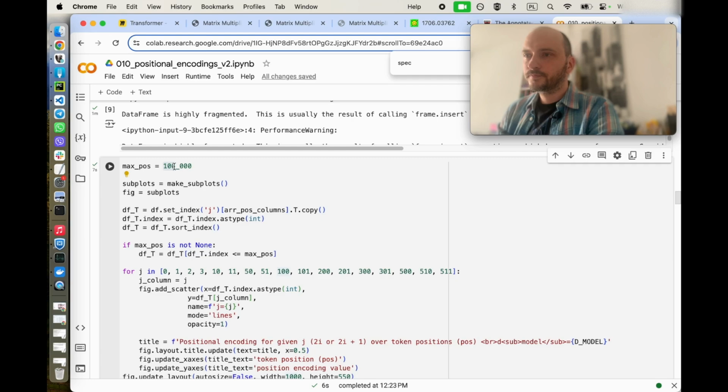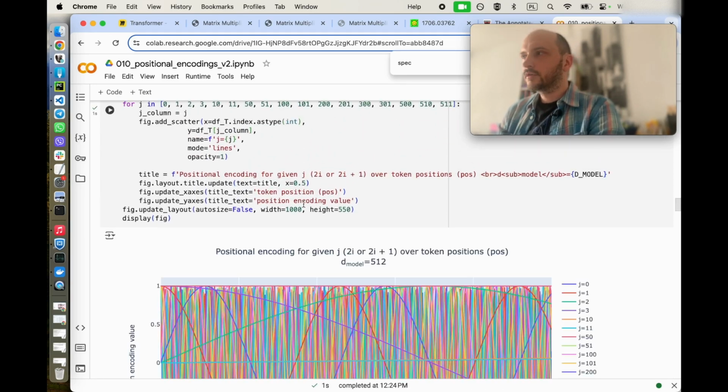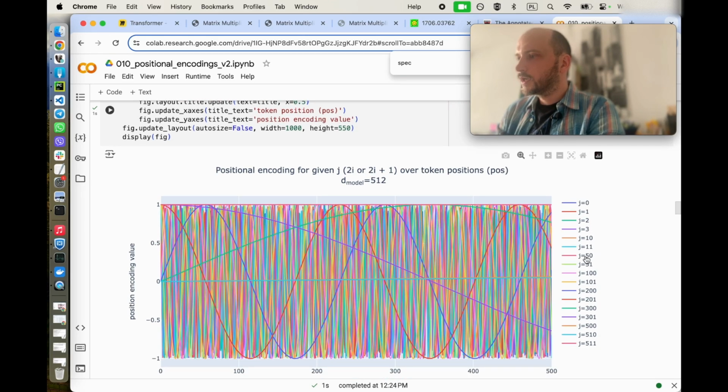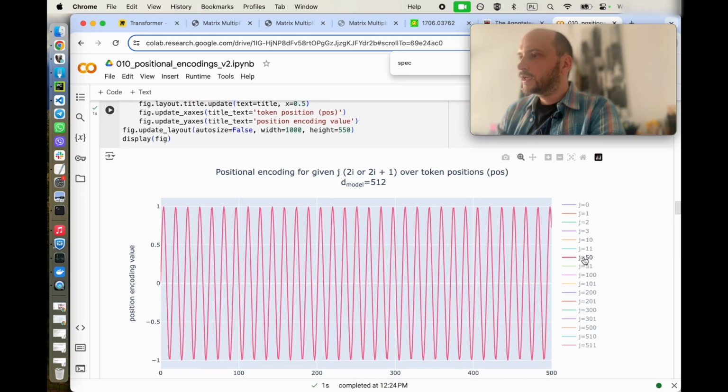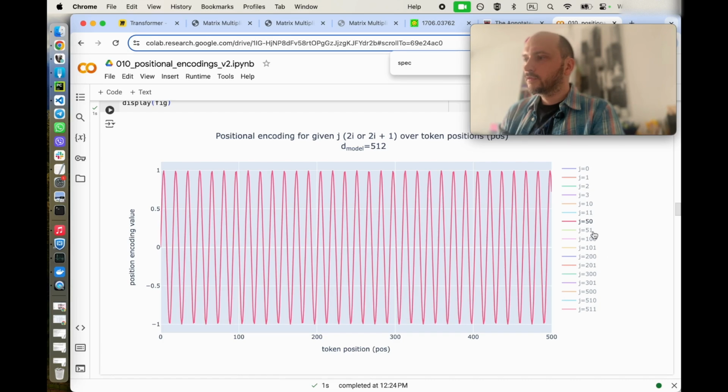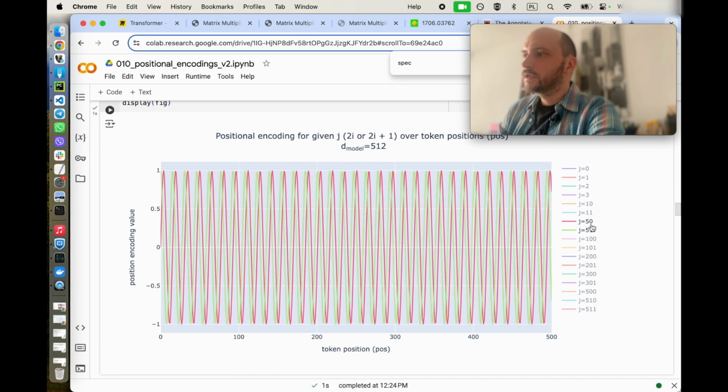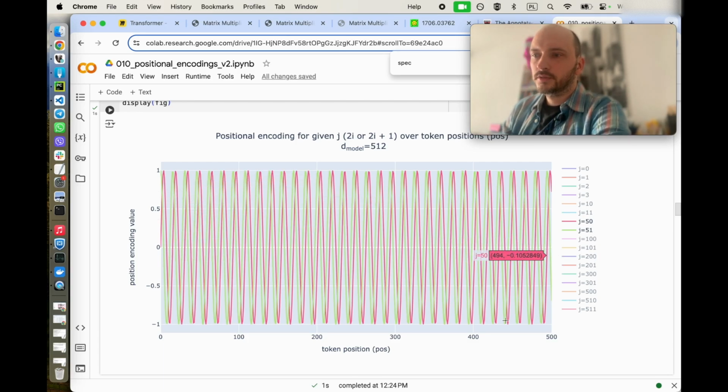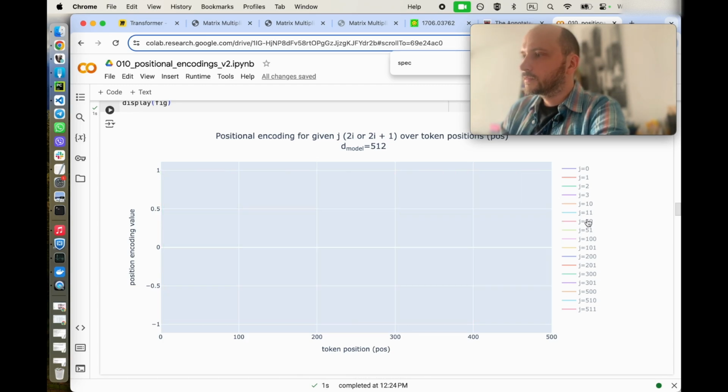So let's get back to a smaller number of positions and see some nearby values. So here is the period of the encoding at index 50, and here is the period of index 51. This one is sine, this one is cosine, and you see that they have the same frequency. Cosine is just shifted a bit, right? And I haven't said that.